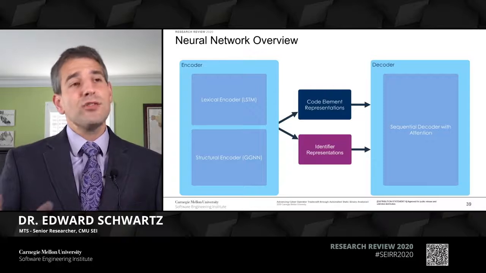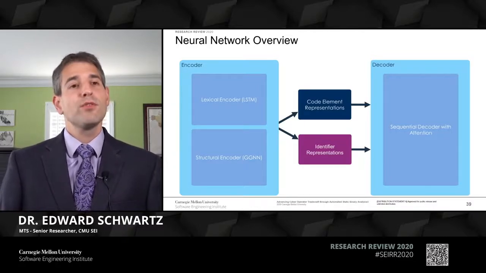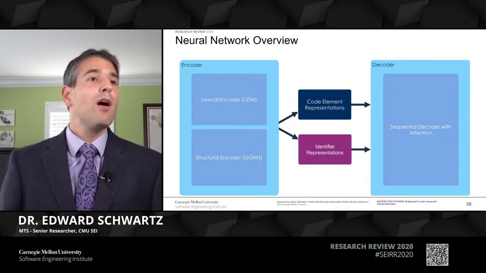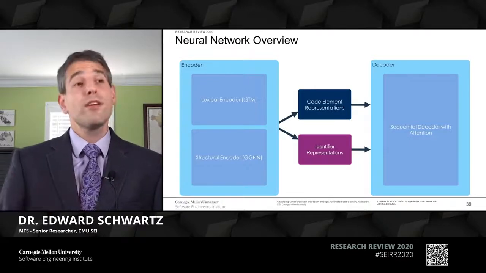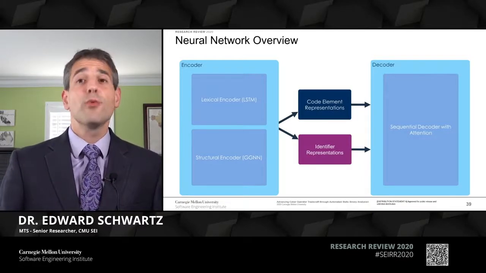And what we found is that we actually needed to have both of these encoders to be able to recover as many names as possible, which was a little bit surprising. We actually thought that the structural encoder would outperform the other one.